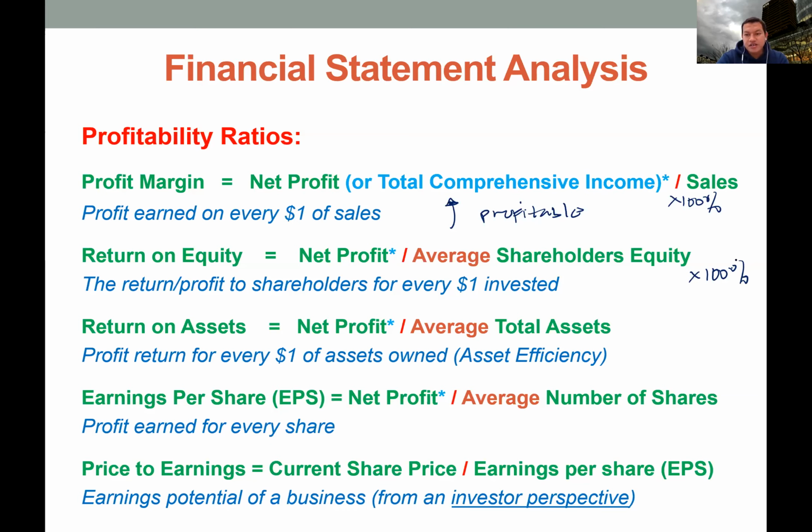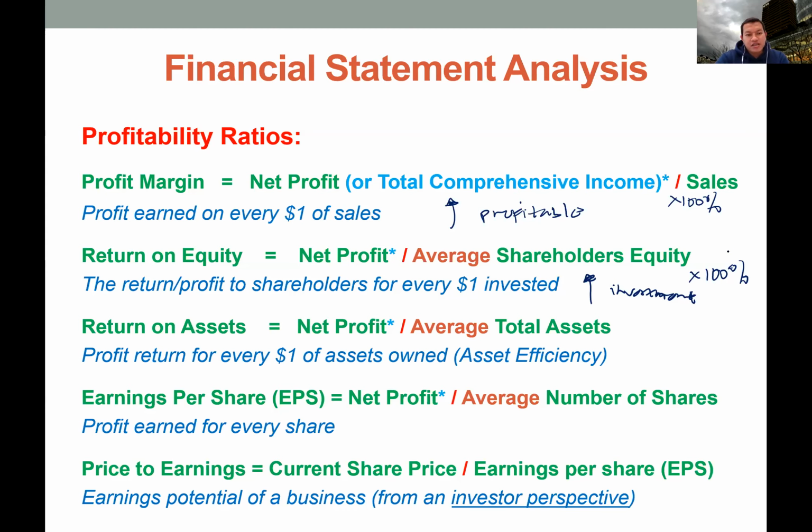This ratio is showing us the return or the profit of the shareholders' investment in this company. If we have a higher ROE, it means the company is more profitable for investment, more attractive for investment. So the company should try to make this ratio as high as possible, so they could attract more investment.